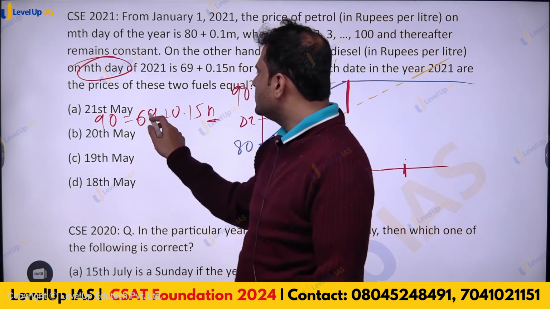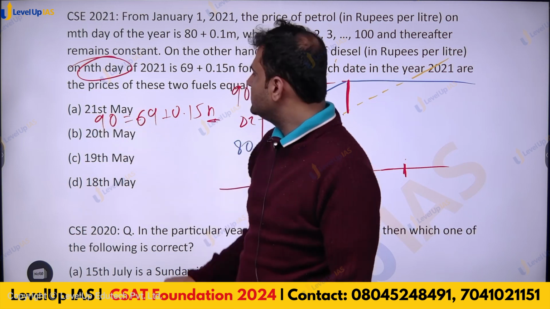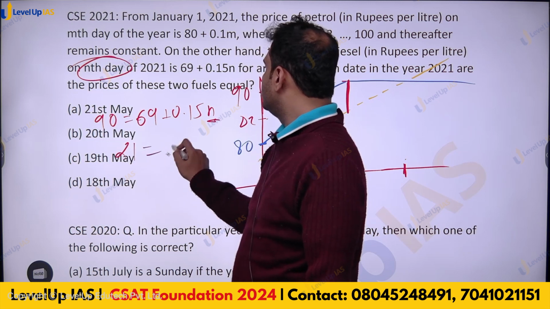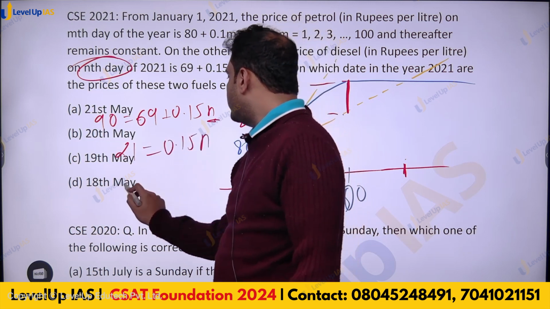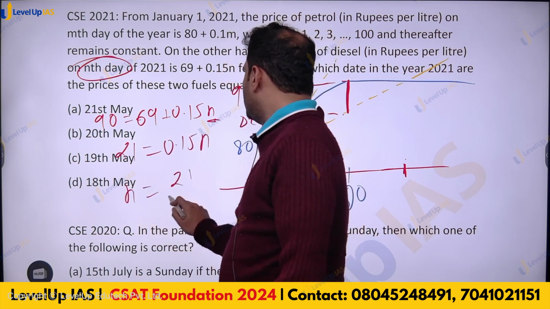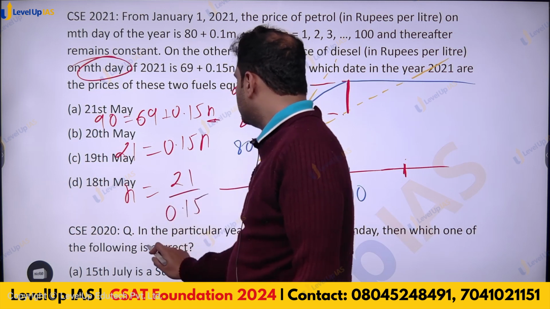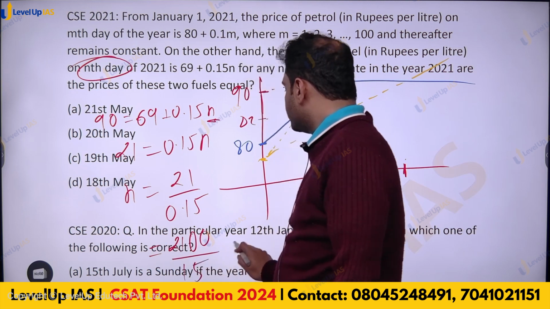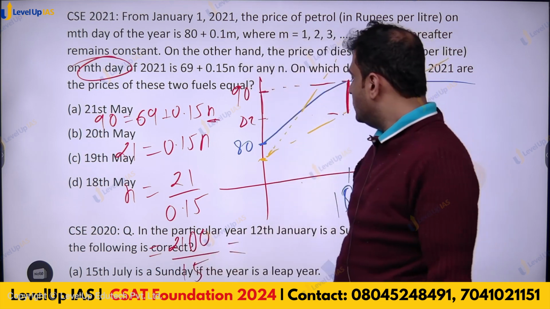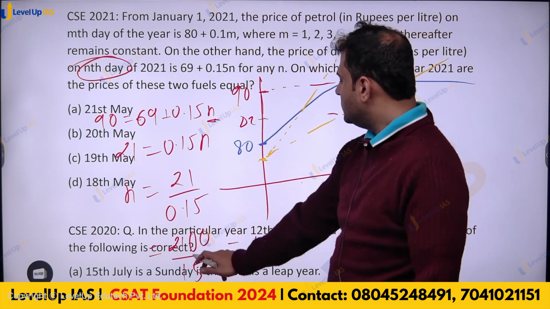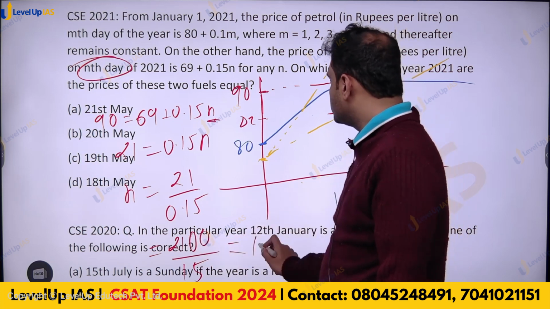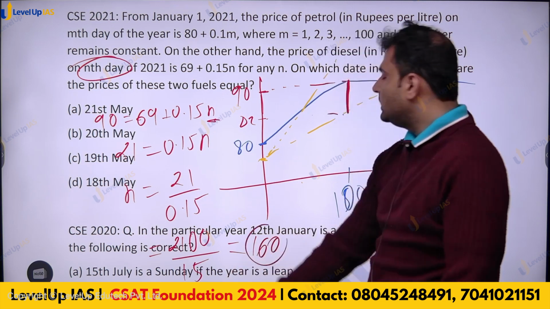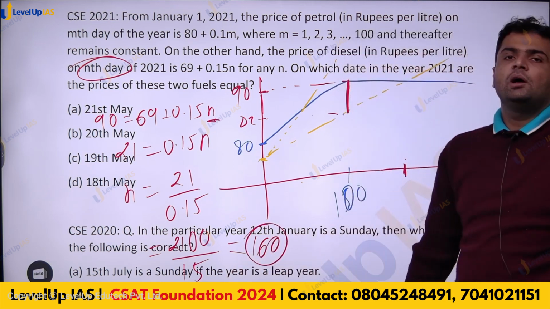We just solve this. 90 minus 69 is 21. So 21 is equal to 0.15n. So n is equal to 21 divided by 0.15 is equal to 2100 divided by 15 is equal to, if you just divide, you get 15 ones are 15, 6 0 15, 6 are 90, and this. It happens on 160th day of the year.